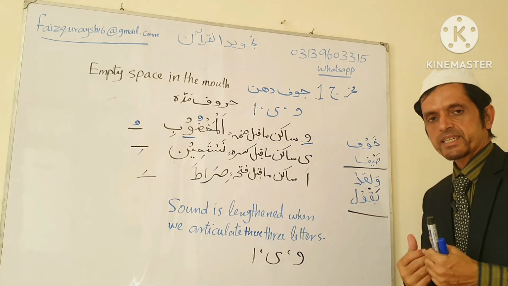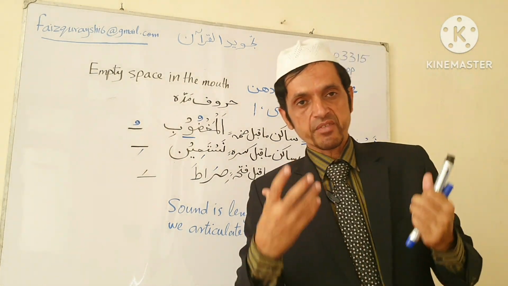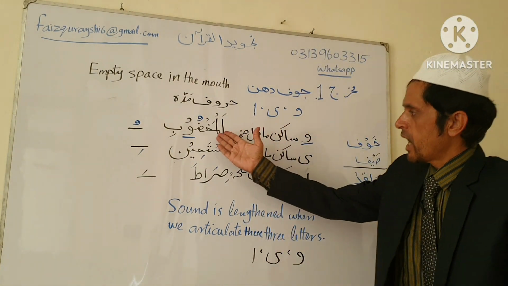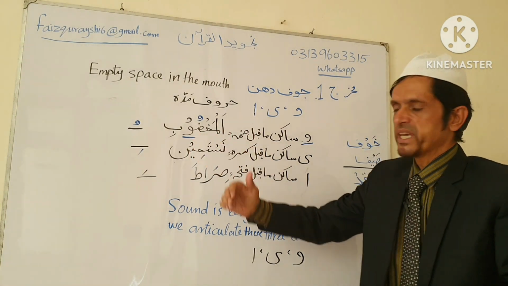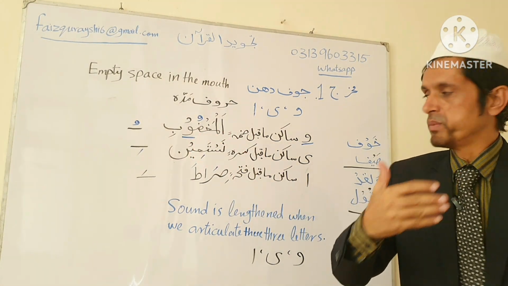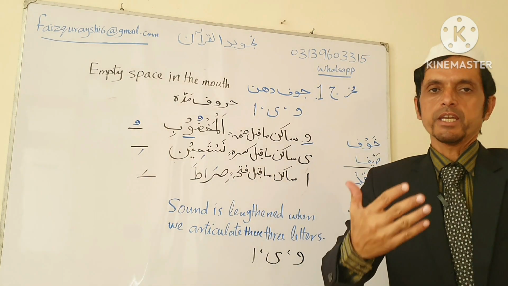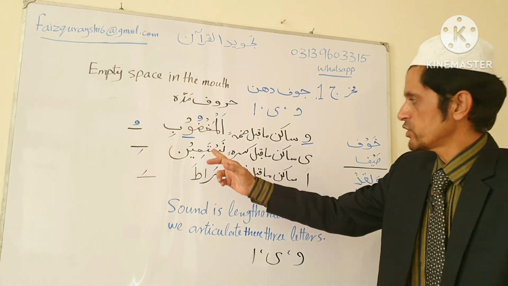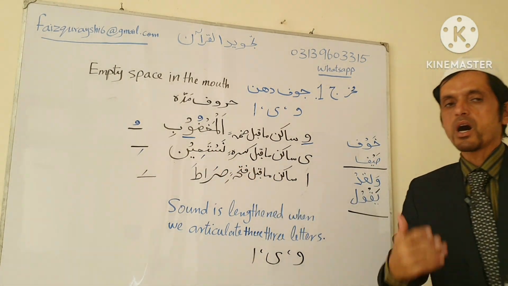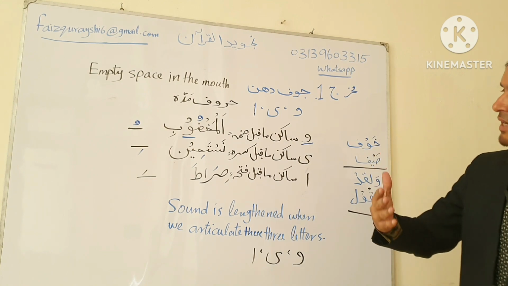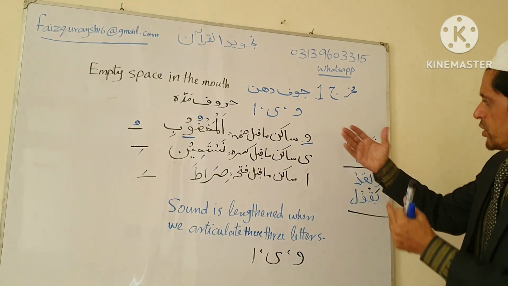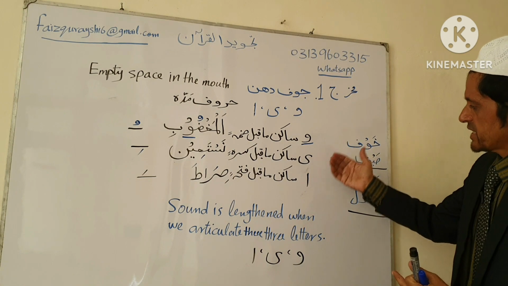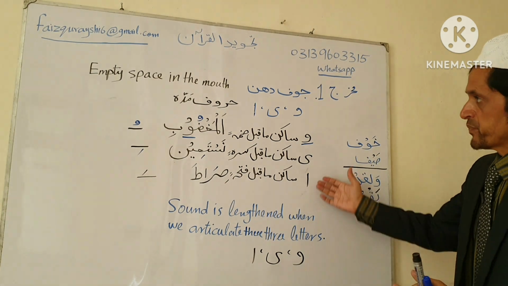And how will you articulate? From the space of your mouth, like al-maghdubi, nasta'in. Now you see nasta'in, sirata. They are called wawi madda, yai madda, and alif madda.